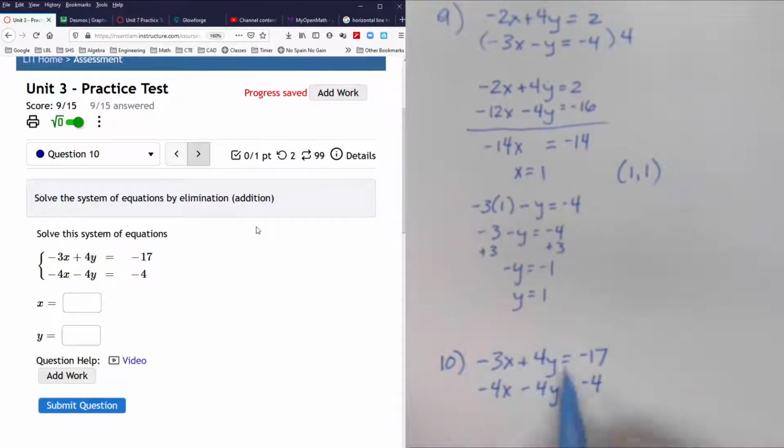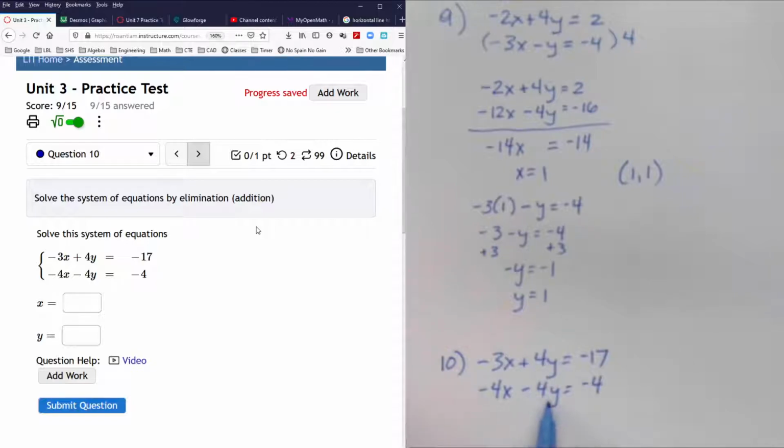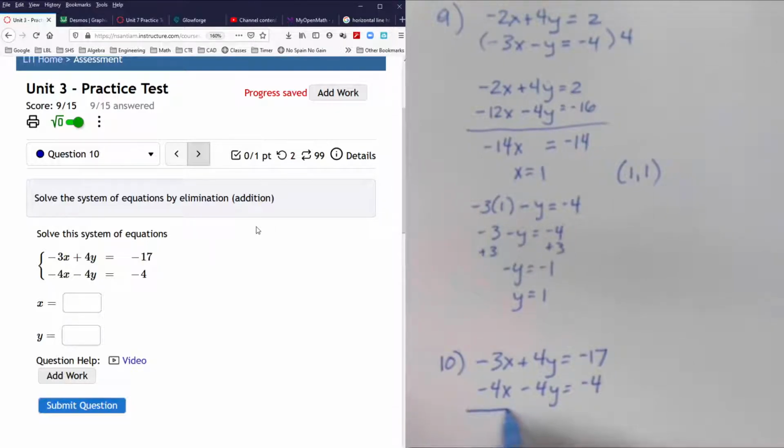And I notice that I'm all set up for elimination. I have a positive 4y and a negative 4y. And so I can just add those together. There's no need to multiply anything. And so I get negative 7x, those go away, is equal to negative 21. And if I divide both sides by negative 7, I get x is equal to positive 3.